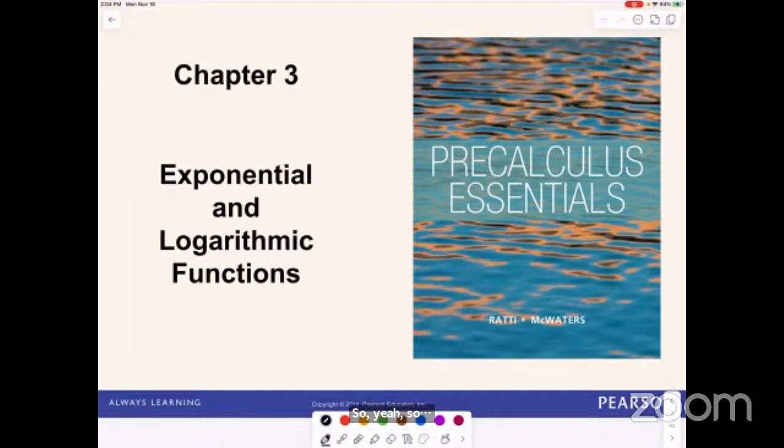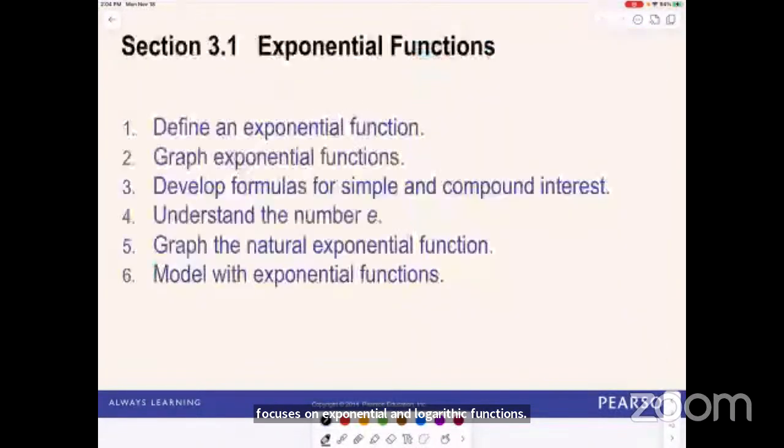So we'll be moving into chapter 3. Chapter 3 focuses on exponential and logarithmic functions. We're only going to be working on section 3.1 from this chapter. 3.1 covers exponential functions.